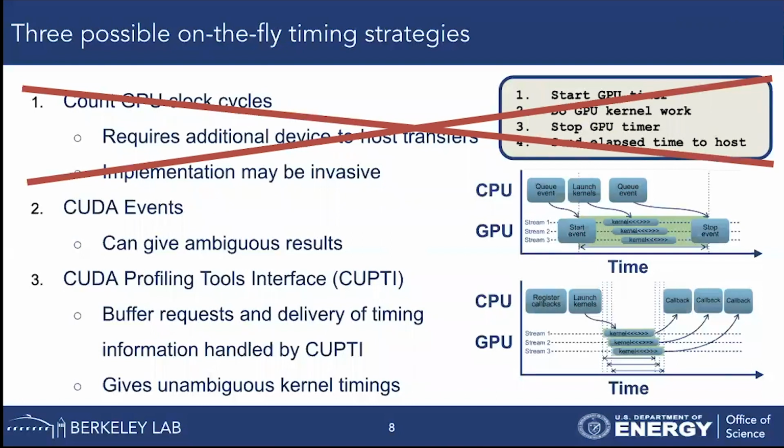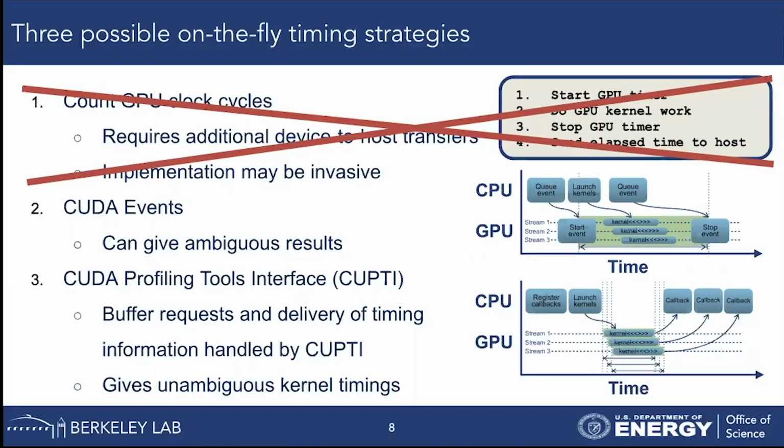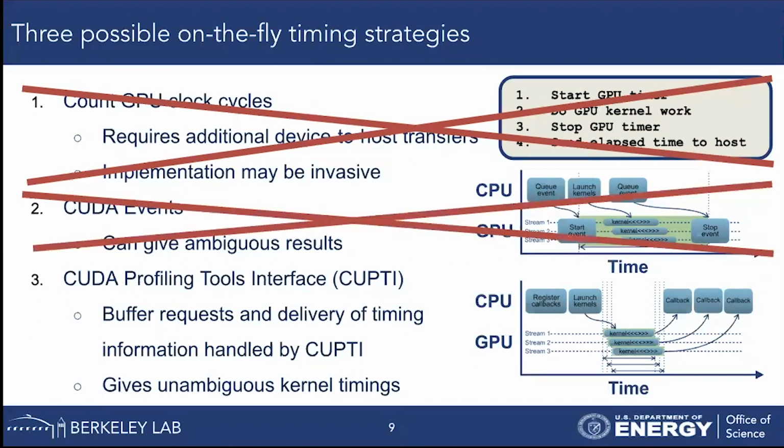Another possibility is to use CUDA events. CUDA events provide a timing feature for kernels that is syntactically very similar to just using a CPU clock. You generate these event objects, and then you can inject them onto streams for the GPU, and you can record timestamps for the events. This all sounds very good, and if you just want to get a rough estimate of kernel execution time, this is a good strategy. But there are certain cases where it can give ambiguous results. And so this was also not the approach we ended up adopting.